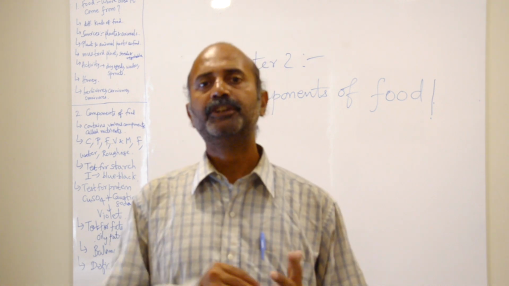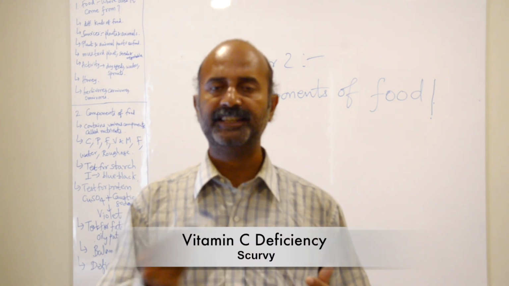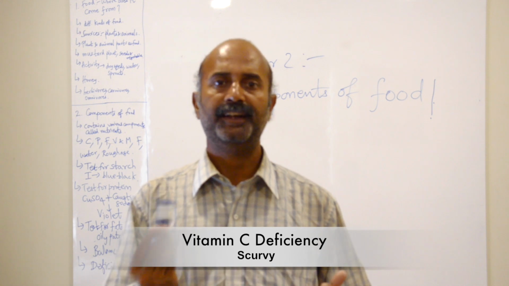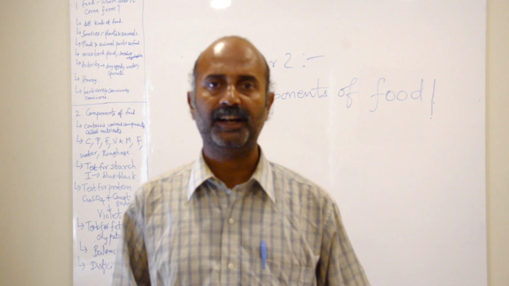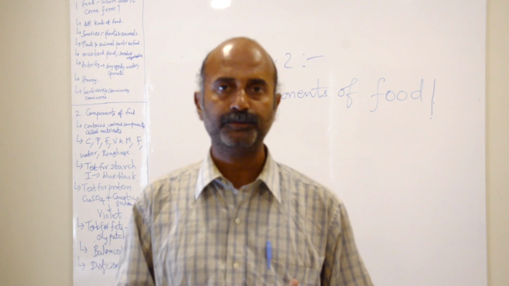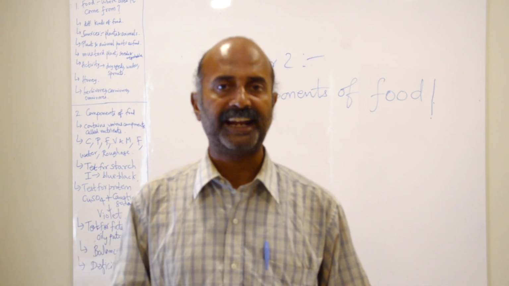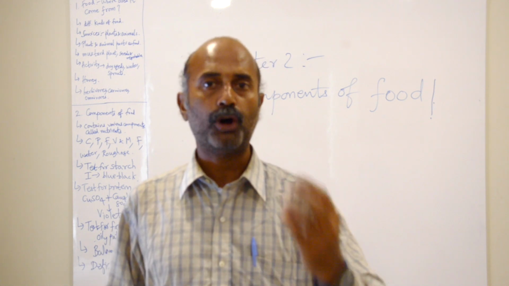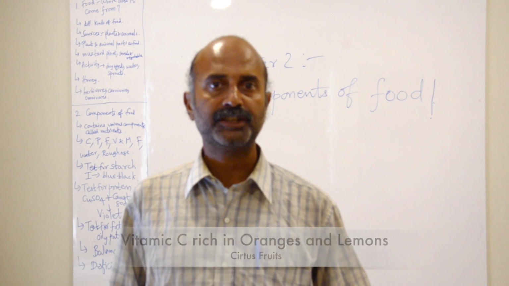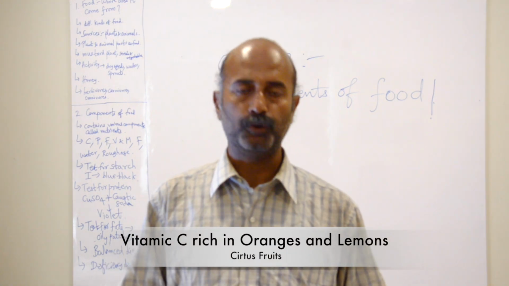Vitamin A can be found in large quantities in carrots, radish, and also in apples. Then deficiency of vitamin C causes a disease known as scurvy. Scurvy is a situation where your body is not properly able to defend itself against disease causing microorganisms. That's why vitamin C is very important, and vitamin C can be found adequately in oranges and lemons. They are known as citrus fruits.